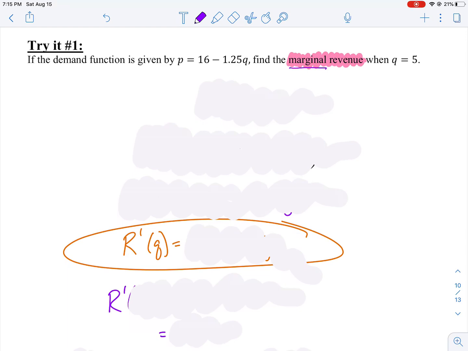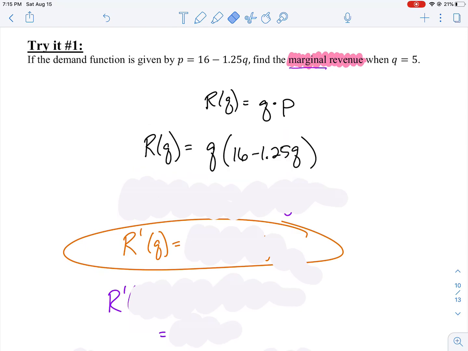All right, as soon as we hear the words marginal revenue, I'm thinking rate of change, or derivative, of my revenue. But before I do that, I know that revenue is really Q times P, quantity times price. We don't know how much we sell, and that quantity is going to change, right? And our price function, our demand function, is 16 minus 1.25Q. So here's my Q times my P. This is my revenue equation. But it's not my marginal revenue yet until I find the derivative.